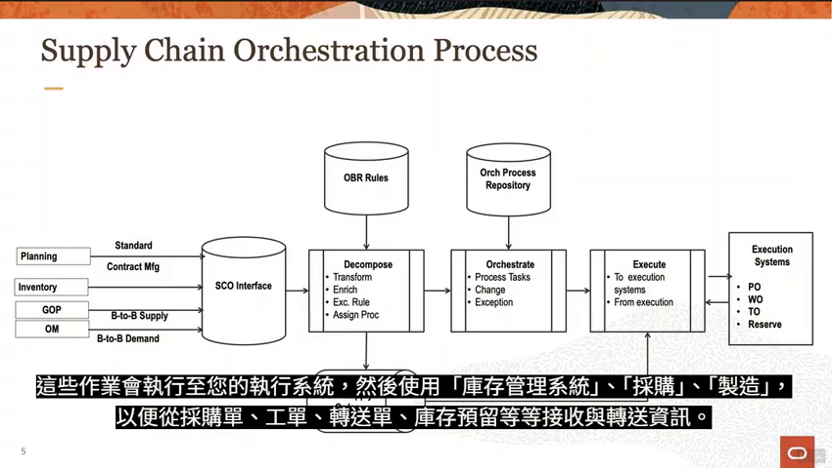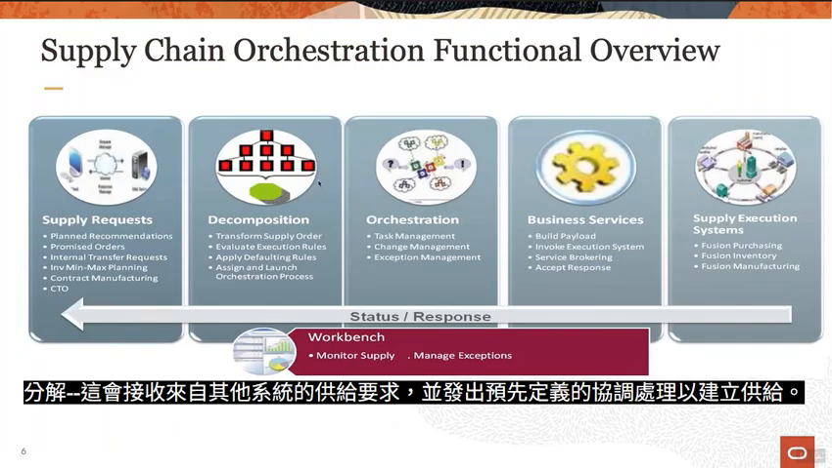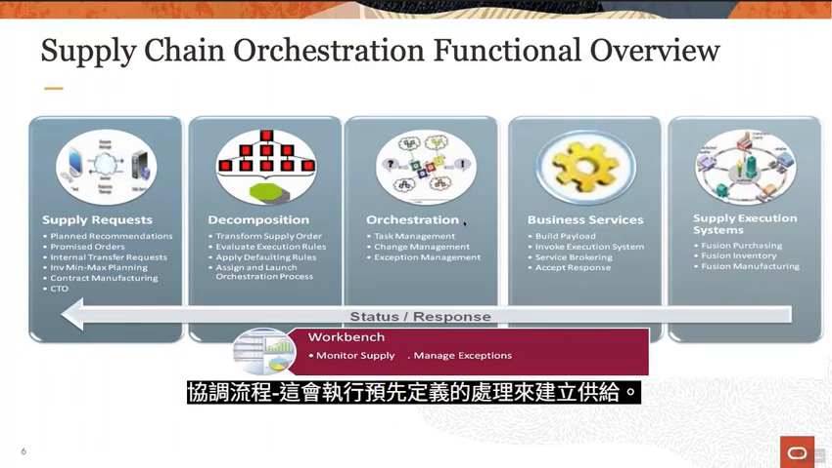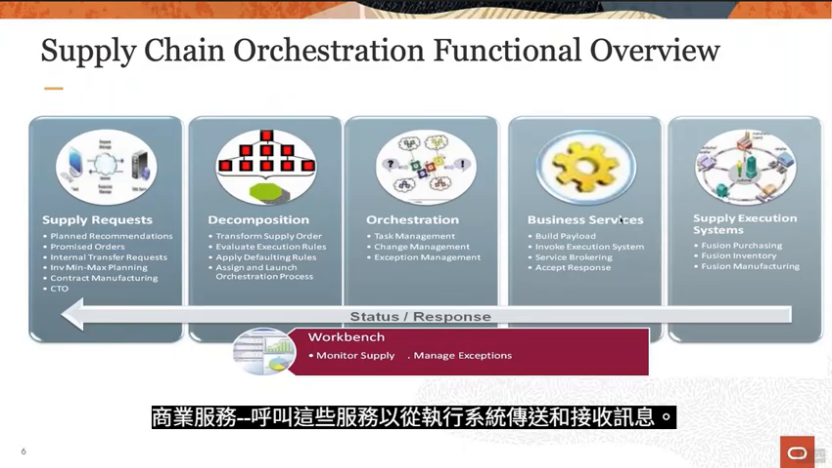Here we see a functional overview of SCO. The functional components of supply chain orchestration are as follows. Decomposition. This receives supply requests from other systems and invokes a predefined orchestration process to create the supply. Orchestration. This executes the predefined process that creates supply. For example, the process may call a manufacturing system to create or modify a manufacturing work order, or a purchasing system to create or change the quantity on a purchase order. Business services. These are invoked to send and receive messages from an execution system.